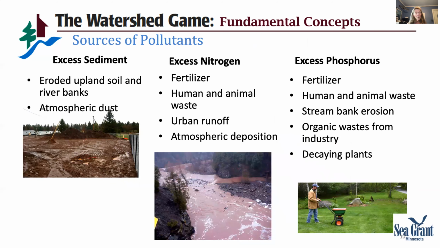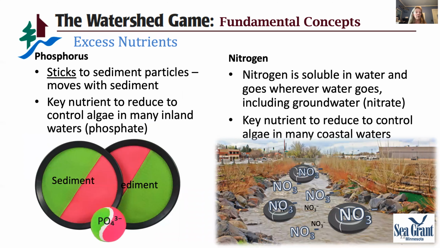However, we have a whole lot of ways that we add excess to our systems. These are just some examples here. Erosion, atmospheric dust is actually pretty big. Nitrogen, you may not realize, maybe you haven't heard that cars generate a lot of atmospheric nitrogen, which then ends up deposited. Human and animal waste, urban runoff, same in phosphorus, but we also have a lot of phosphorus that's in decaying plants and organic waste from industry and other places. This is not an exhaustive list, and I'm not going heavily into it. We just want to help you be thinking about where these things come from. That's part of what the game does too.